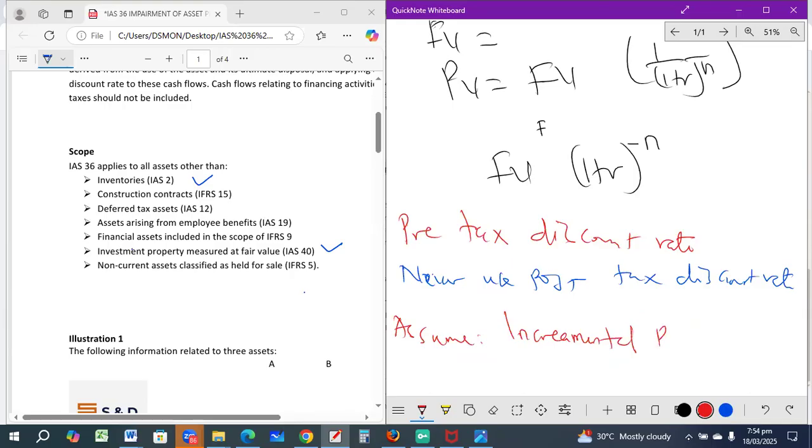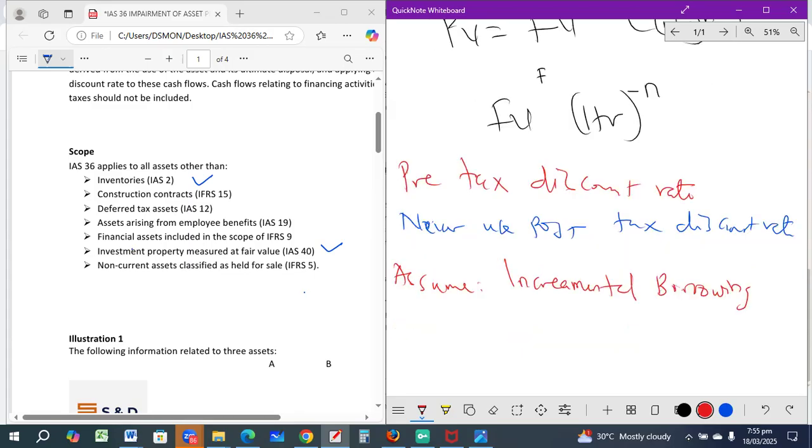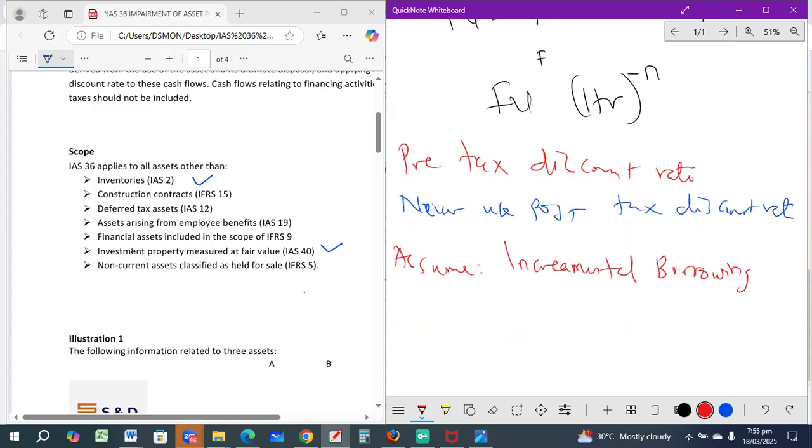Incremental borrowing rate of the entity. Any of them would work. When we are talking about cash flow, we are talking about proper cash flow. Issues like non-cash flow items, such as depreciations.